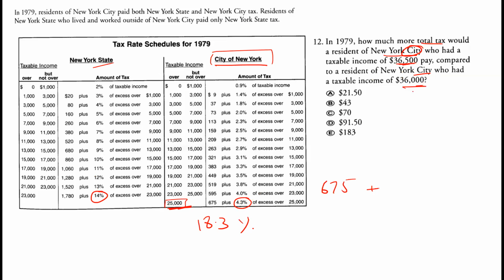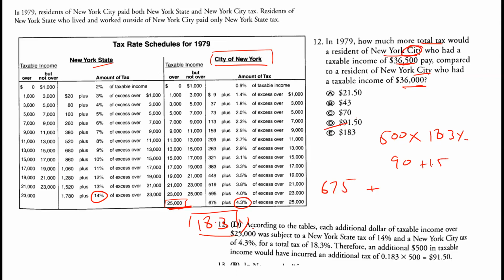So the difference is 500. Your salary is 500 more, and you have to pay 18.3% tax. So 18.3% of 500 would be how much? 18% of 500 is 90, and 0.3% of 500 is 1.5. So the correct answer would be option D, $91.5.